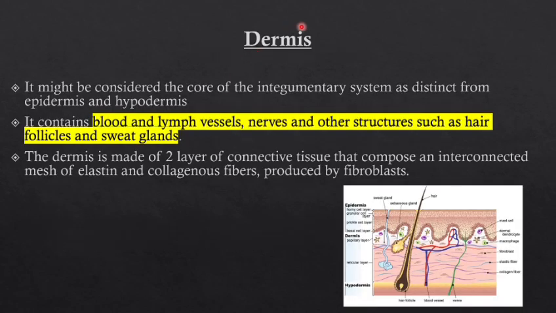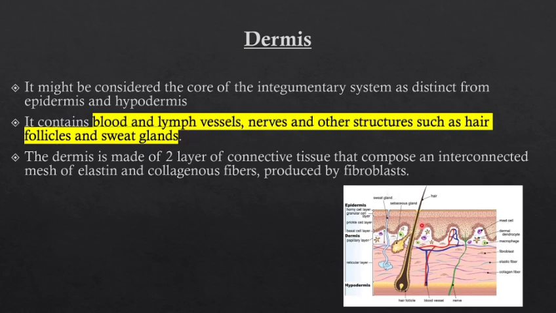Next one is the dermis. Epidermis completed. In the epidermis we discussed five sublayers. Next to the epidermis is the dermis layer. It might be considered the core of the integumentary system, as distinct from the epidermis and hypodermis. It contains blood and lymph vessels, nerves, and other structures such as hair follicles and sweat glands.